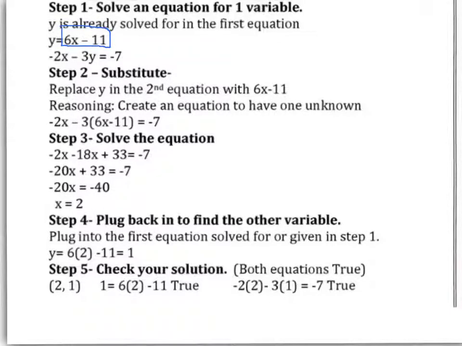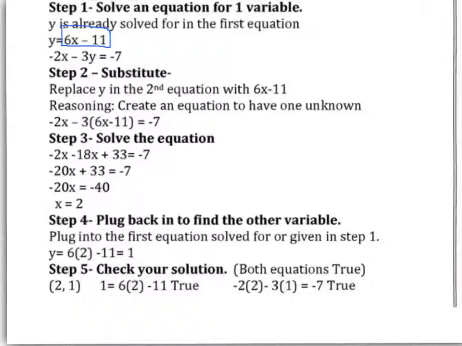Y is already equal to 6x minus 11, but in an activity in the guided notes, we already talked about if it wasn't solved for, you would look for the variable. It doesn't matter if it's x or y or whatever variable it is that has a 1 or a negative 1 as a coefficient or in front of it. We'll talk about that. Step 2 is to substitute, to actually substitute what you found the variable equal to.